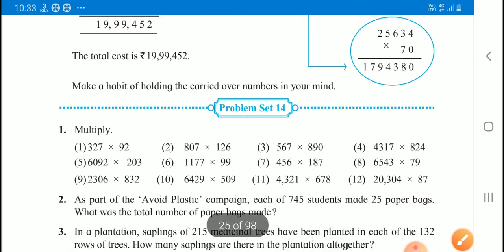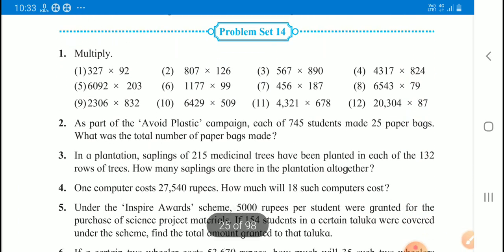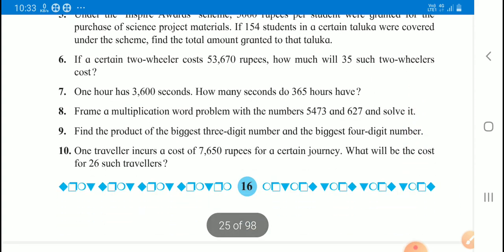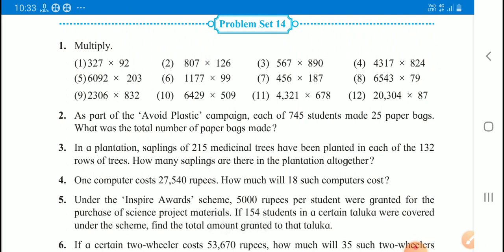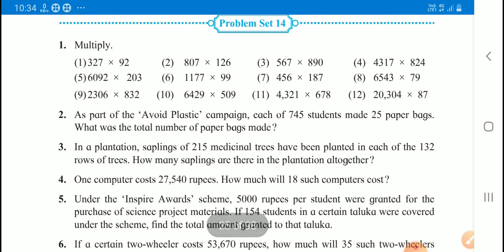Okay. Now by the given explanation, you have to solve the examples from problem set 14. Okay, write the examples in your notebook. Solve it proper way by using all the steps. Before solving these examples, you have to write the multiplication tables from 2 to 10. Means it will be easy to you for solving the examples.